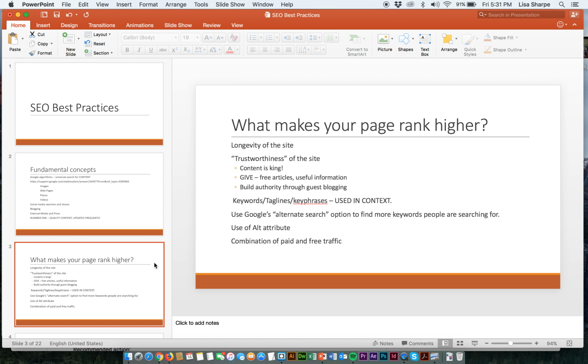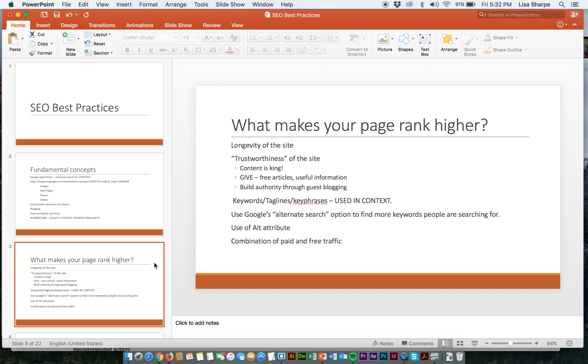All right, so Google now ranks your content on what they call its trustworthiness. So again, content is king, and what you want to be doing is handing out useful information, free articles, blogs, building authority, becoming an authority on your subject matter. So whatever you're doing your website on, you want to make sure that you are writing thoughtfully about it, because Google is actually reading what you write.